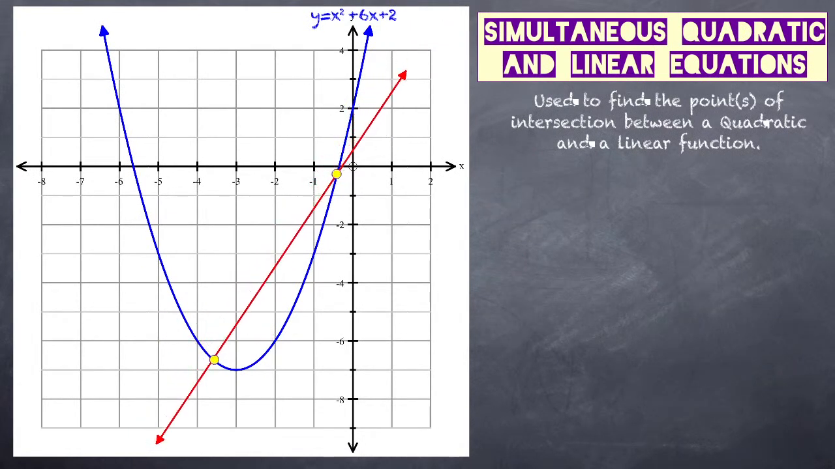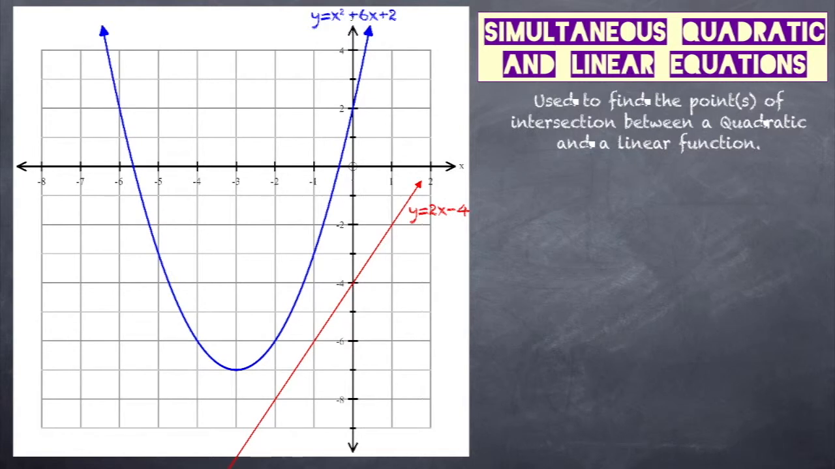Alright, so that's all well and good, but what happens if we have a graph with no points of intersection? That is, they don't actually cross over at all, or something that looks like this. So as you can see, we've got the two functions y equals x squared plus 6x plus 2, and y equals 2x minus 4 now.